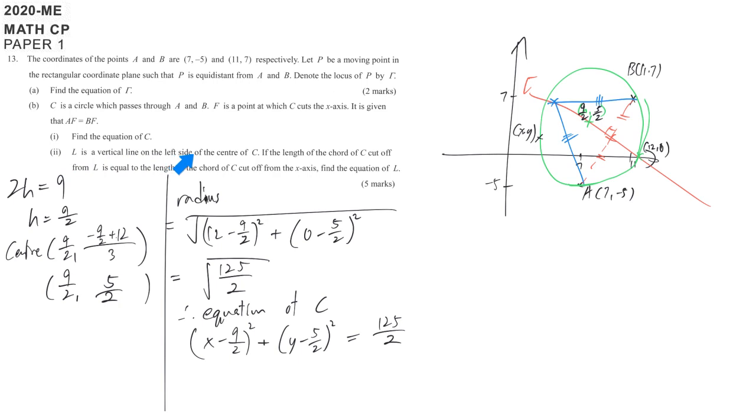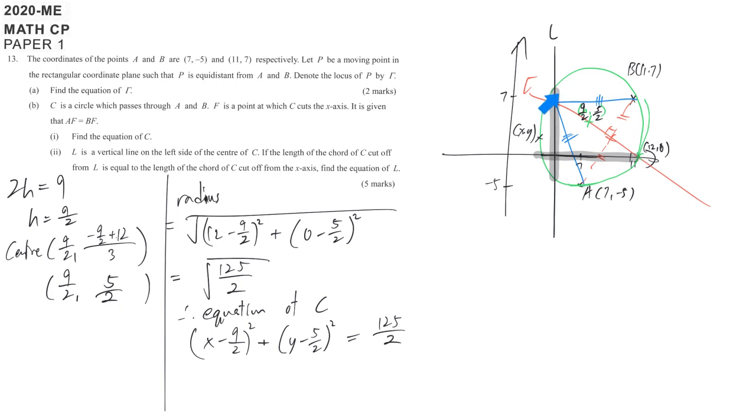Part B2 looks troublesome, or you may not understand what it's asking. But if you can apply the property of circles, it's quite straightforward to find the line L here. They say that L is a vertical line on the left hand side, so I may just simply draw L like this. And then what they say is about the length of the chord. The length of this chord is equal to the length of the chord from the x-axis, equal to this length.